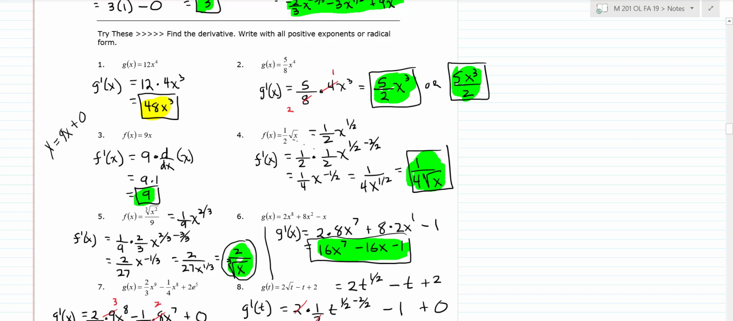This one I rewrote this way, x to the 1/2. Then I just did the power rule. So 1/2 is a constant. I wrote it down. Then bring down the half, subtract 1 from the exponent to get this. I changed that to a positive exponent, and then back to a radical. All right?